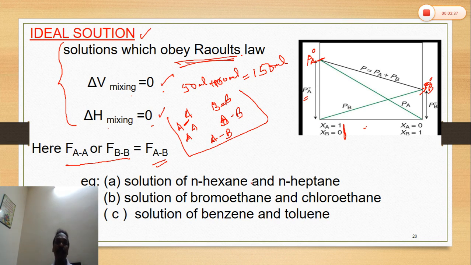For example, a solution of normal hexane and normal heptane, a solution of bromoethane and chloroethane, a solution of benzene and toluene. These are ideal solutions.